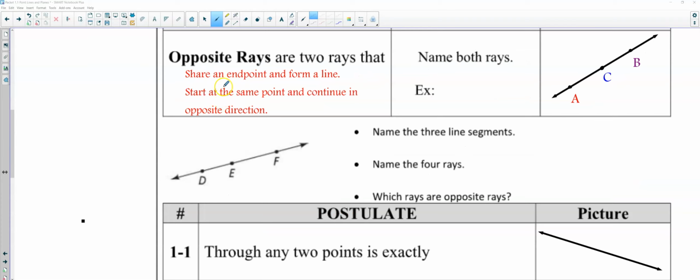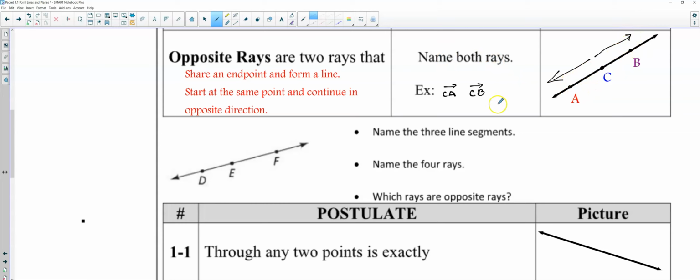Okay, continuing with rays, we have opposite rays. Opposite rays are two rays that share an endpoint and form a line, okay? They start at the same point and continue in opposite directions. Let's take a look at this. The opposite rays would be ray CA. Notice it starts at C and it goes in that direction. And then ray CB. These are opposite rays because they both start at C and go in opposite directions, forming a line. Those are called opposite rays.